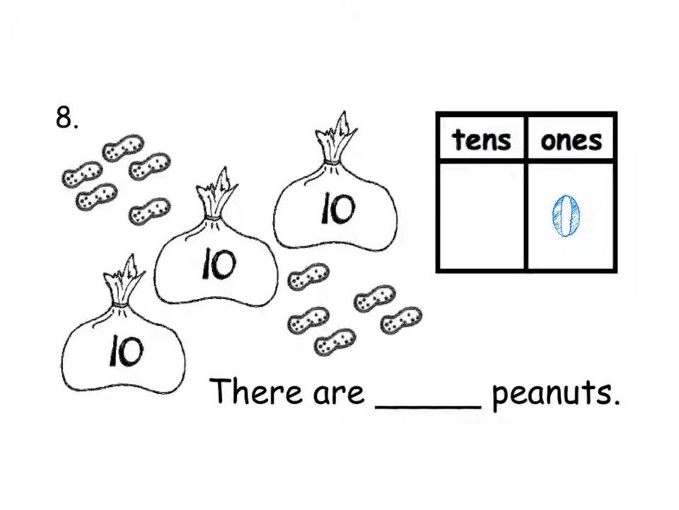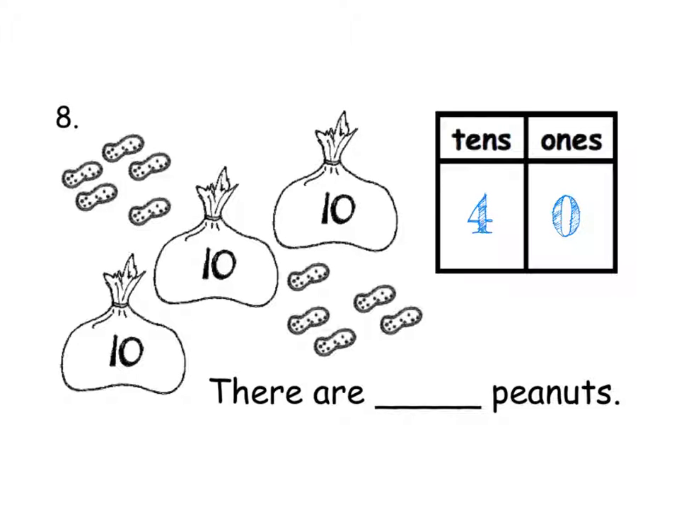We now need to figure out how many other bags of 10 we have. There are 1, 2, 3. So if we pretend that our 10 peanuts laying on the ground were also in a bag of 10, that means we would have a total of 4 bags of 10 peanuts. That means we need to put a 4 under the tens position in the place value chart.